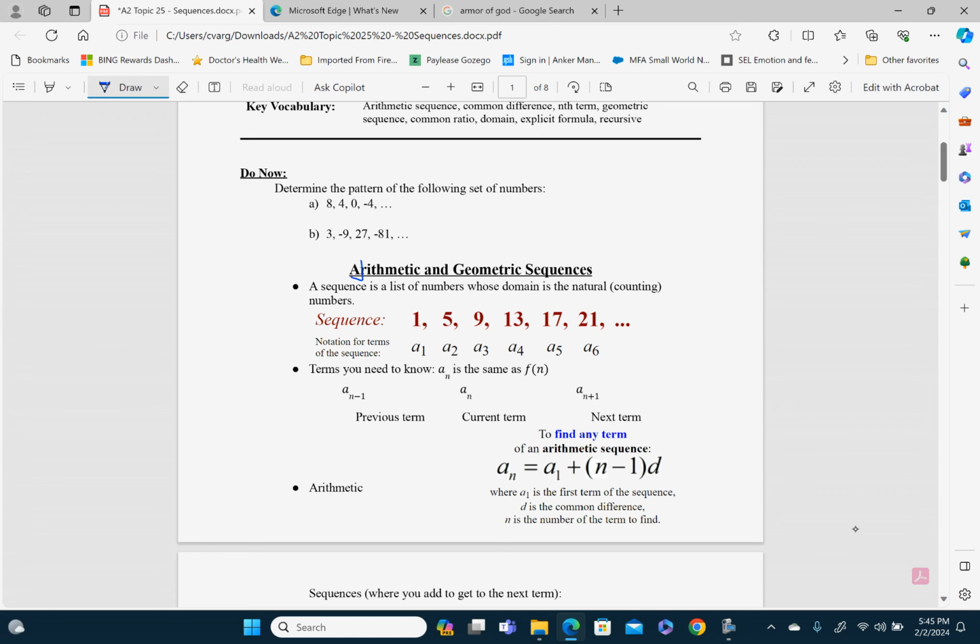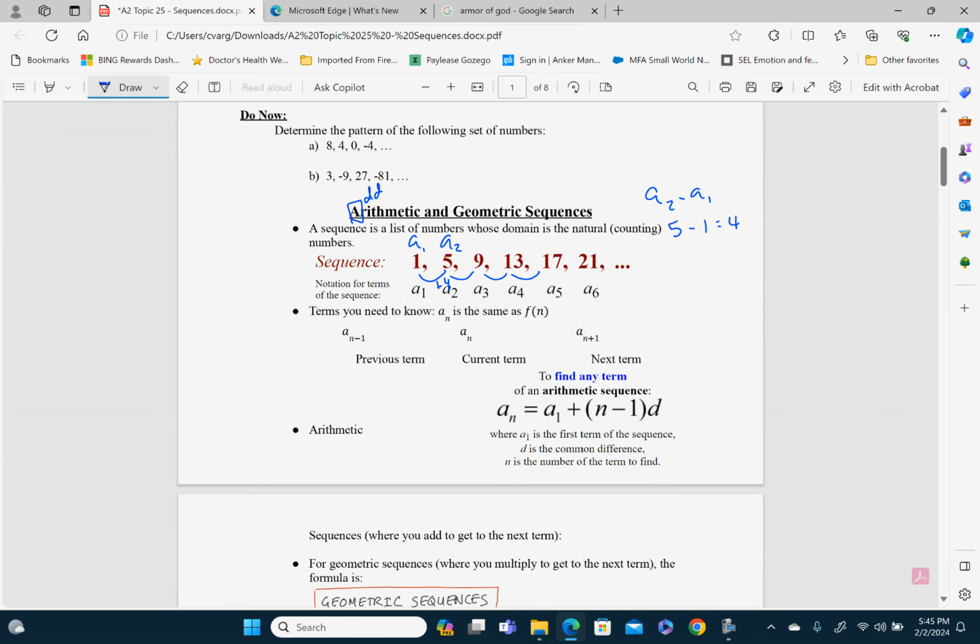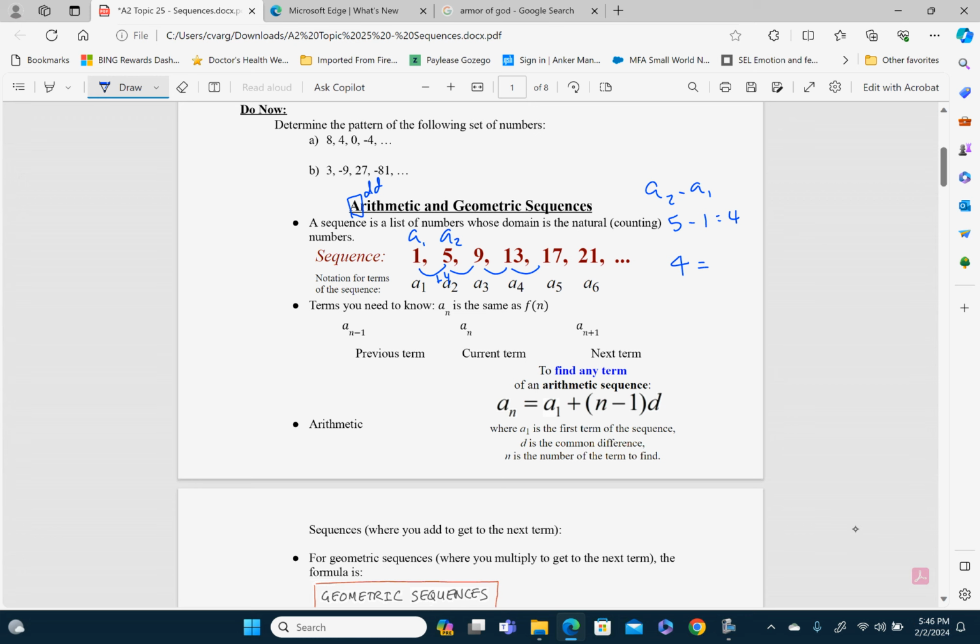So I always try to remember arithmetic as you're adding to get to the next term. So like in this case right here, we can see that there is a number being added. In this case specifically, it's plus 4. So if you didn't know how to find that number, you can take our second term, which is a2, and subtract it from a1. So a2 minus a1 is 5 minus 1, which is equal to 4. And 4 is a number called a common difference. The letter is d, okay?